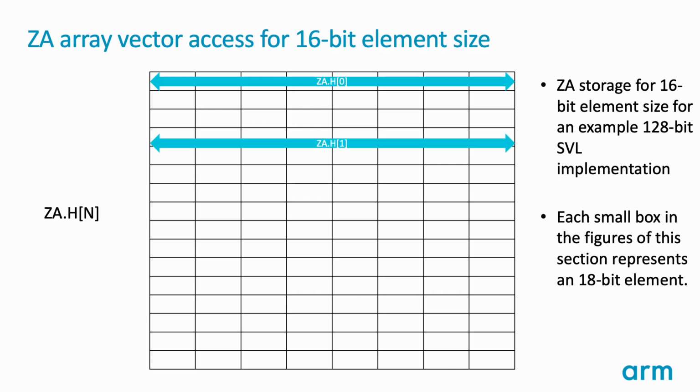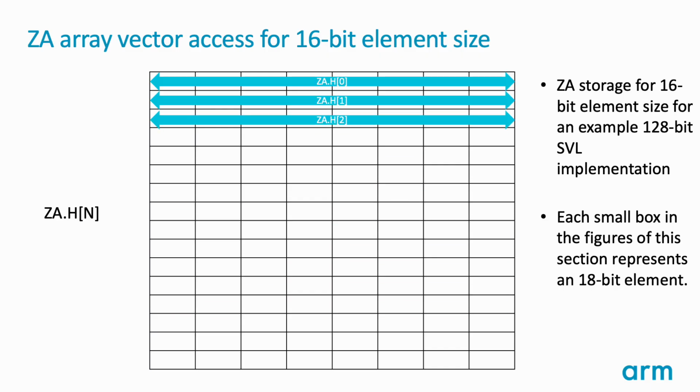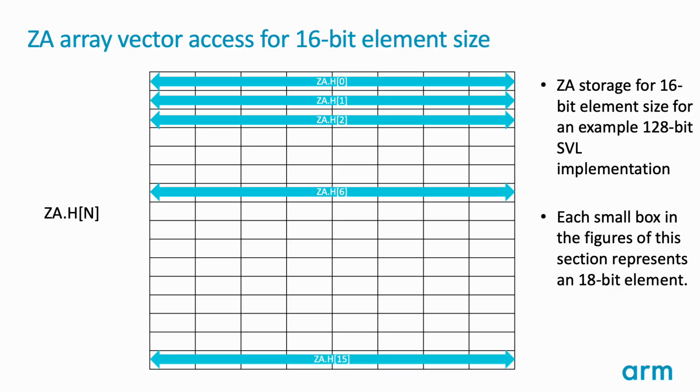So there is a simple access where the ZA array can be accessed as a complete ZA array vector. This is for 16-bit element size. H6 will give me access to the 7th row in the ZA storage. H15, the suffix 15 here, will give me access to the last row in the ZA storage.